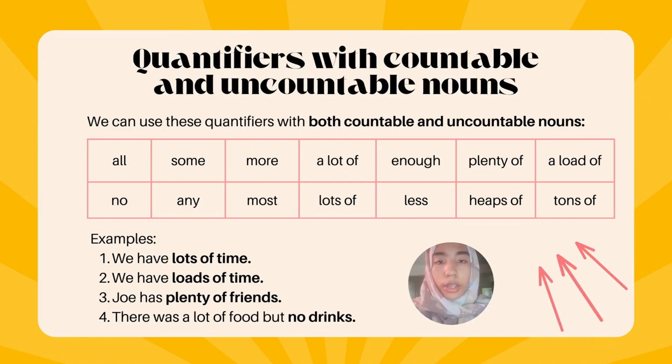Next is quantifiers with countable and uncountable nouns. We can use these quantifiers like all, some, more, a lot of, enough, plenty of, no, any, most, lots of, loads of, heaps of, and tons of, with both countable and uncountable nouns. Some examples of sentences are: first, we have lots of time, and we have loads of time. Next, Jill has plenty of friends, and lastly, there was a lot of food but no drinks.